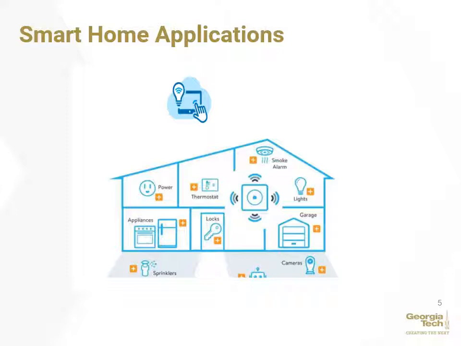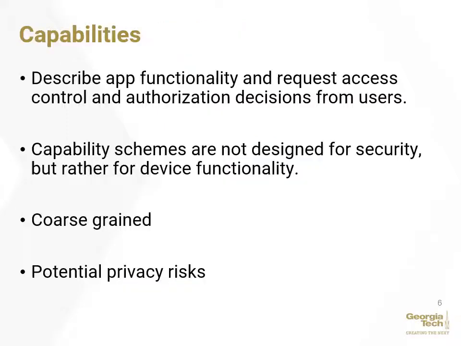Such access provides the basic building blocks of functionality to help users manage their home. For example, turning on a heater only when the temperature falls below the set point. Current IoT platforms use capabilities to describe app functionality and request access control and authorization decisions from the users. Unlike permissions, capability schemes are not designed for security, but rather for device functionality. A smart lighting application, for example, would have capabilities to read or control the light switch, light level, and battery level.